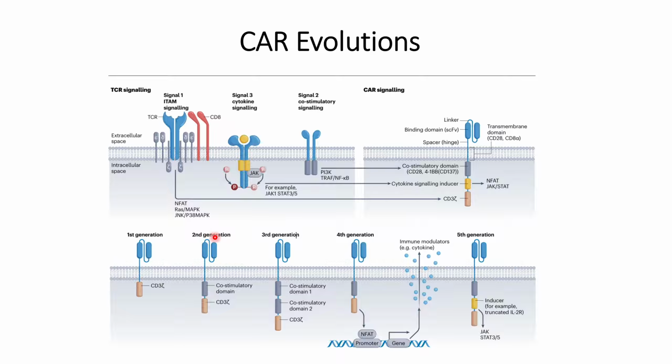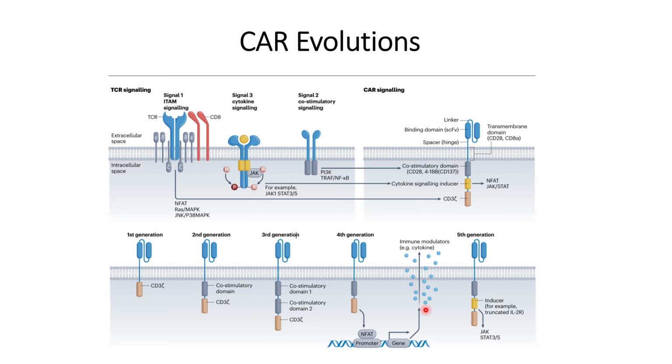So once the extracellular domain interacts with its corresponding antigens, it will not only activate T cells through the CD3 zeta but also through this co-stimulatory domain. And in the third generation, they use two co-stimulatory domains, and in the fourth generation, along with the co-stimulatory domains and the activation of the T cells using CD3 zeta, they have also used this NFAT, the nuclear factor of activated T cells. It is the immune modulators or the cytokines that are released, and that will also help in the anti-tumor efficiency.